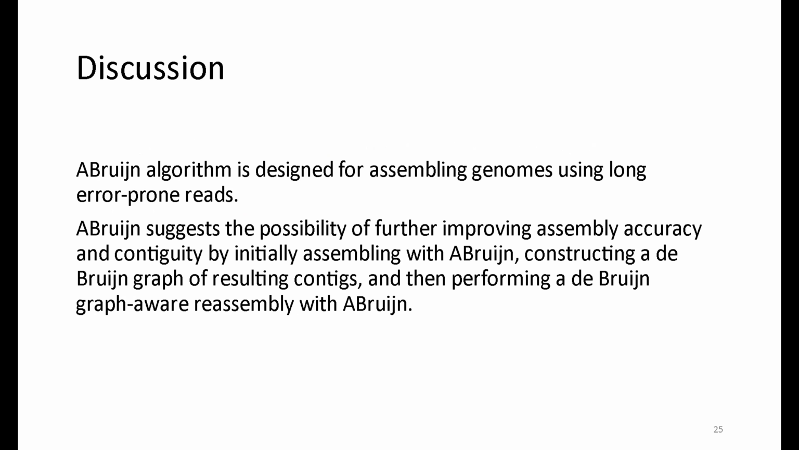The Bridgen algorithm is designed for assembling genomes using long error-prone reads, and it is often used for bacterial genomes. This suggests the possibility of further improving assembly accuracy and contiguity by initial assembly with one assembler, constructing the graph of the resulting contigs, and performing the graph-based reassembly. That's all. Thank you, everybody.